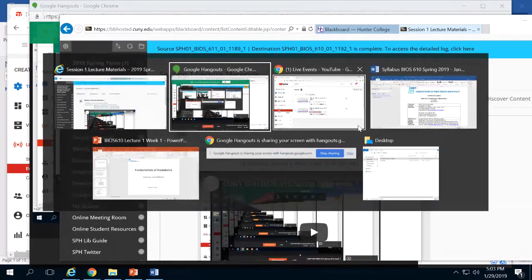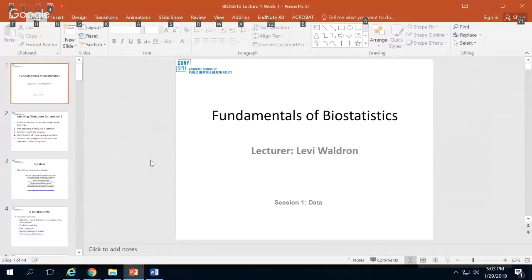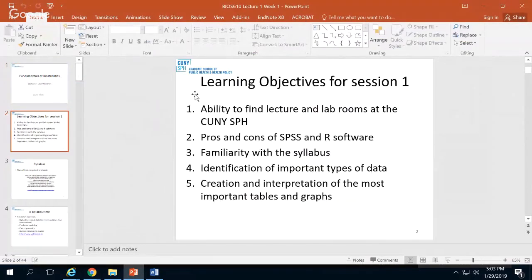So I'm going to start out with our learning objectives for today, and I'll introduce myself, and a little bit more about my research interests, and talk about the course, and then we're going to review the syllabus. So our learning objectives for today, we'll have quite a bit of general stuff.